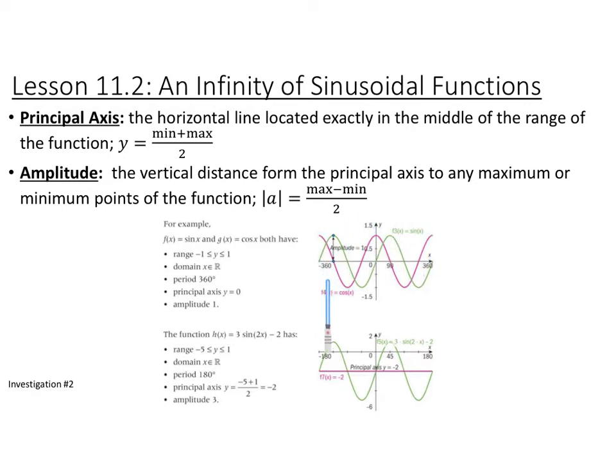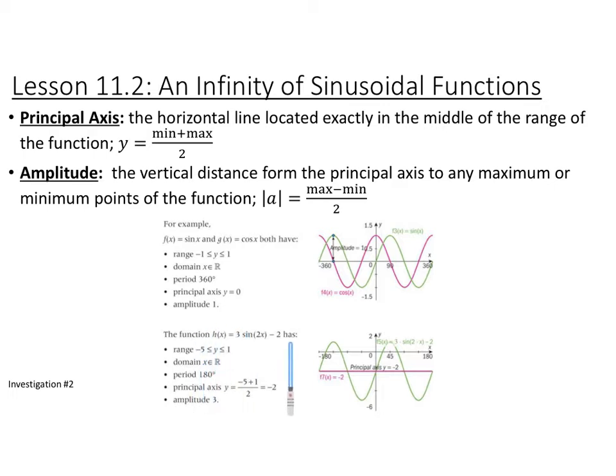If you take the parent function, an untransformed sine or cosine function, they both have the range of -1 to 1. They have a domain of all real numbers. Their period is 360 degrees. The principal axis is at the x-axis, y equals 0, and they have an amplitude of 1.